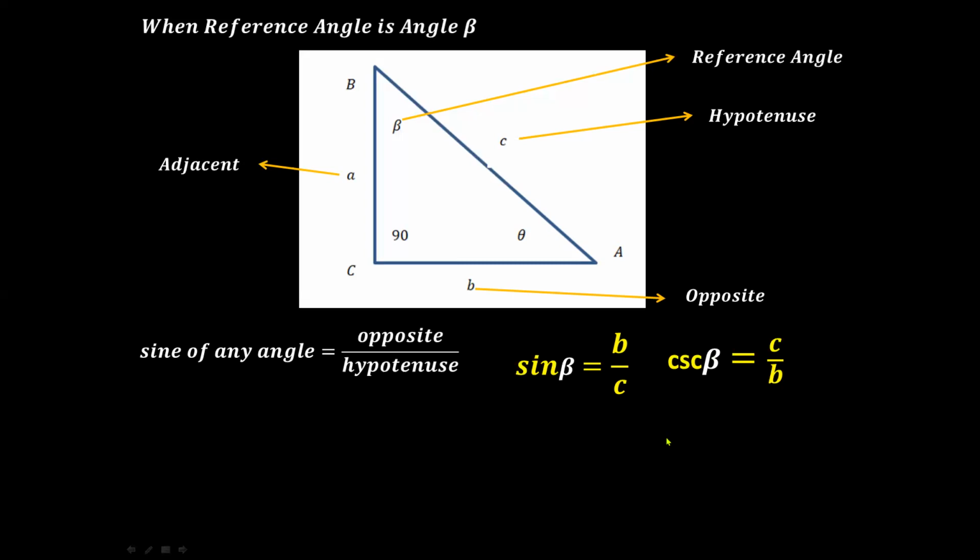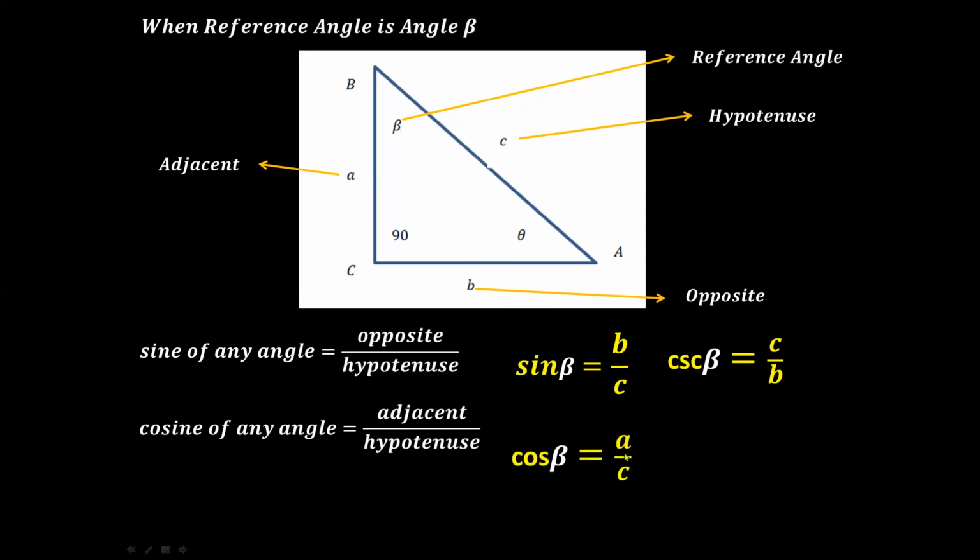Now let us proceed to cosine of any angle. The cosine of any angle is adjacent over hypotenuse. So sa makatuwid, ang adjacent natin is A, ang hypotenuse is C, ang cosine ng beta is A over C. At ang reciprocal naman ng cosine beta is secant beta. Diba? So ano ba ang value ngayon ng secant beta? Simply just the inverse of A over C. Secant beta is C over A.